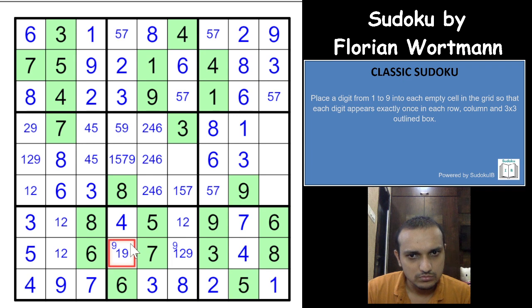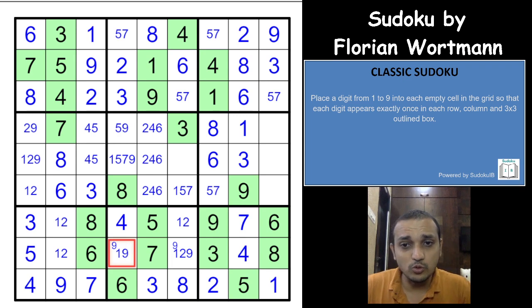Oh wow, I get a... what is this logic? Two-string kite technique, I think. I'm sure this has to be the two-string kite technique. Wow, that is awesome. This is really excellent logic. Or oh, this is actually remote pairs.